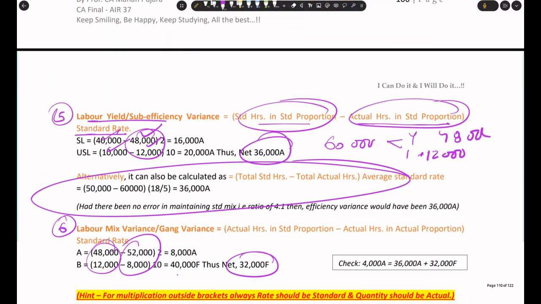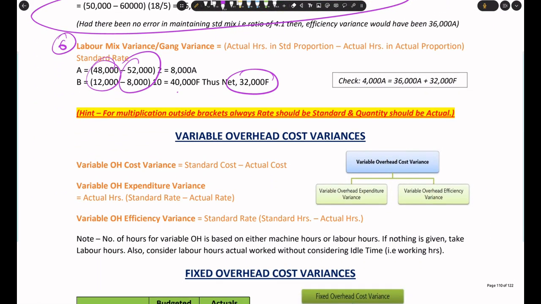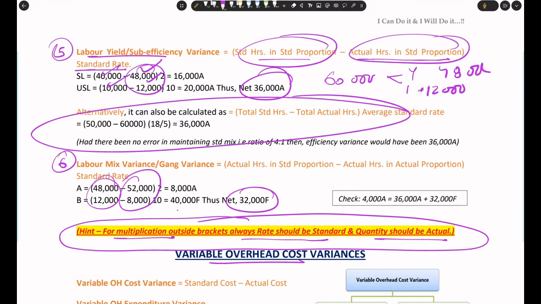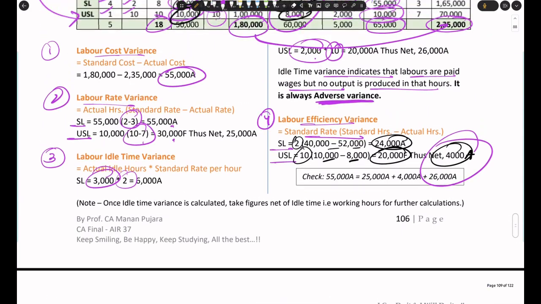Let's just move to the next portion. Now we will go to variable overhead and fixed overhead cost variance. Let's see one hint that sir has written: for multiplication outside brackets, rate should always be standard and quantity should be actual. Rate should be standard and quantity should be actual. This is somewhat of a logic you can remember if you want to, but I don't think you will make a mistake because we haven't seen this.